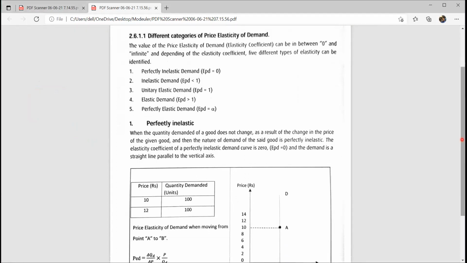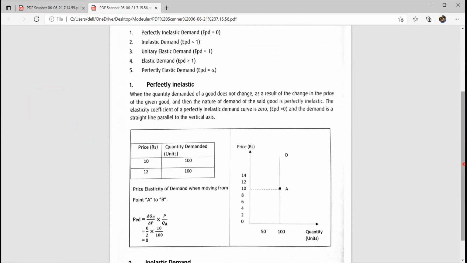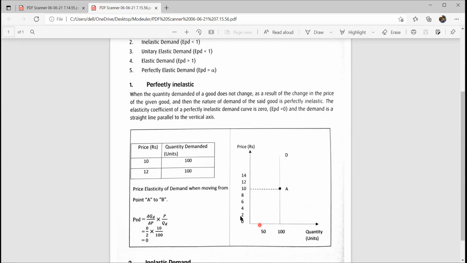Perfectly inelastic means, the percentage change. I told you before, quantity demanded depends upon the price. If the price changes, quantity demanded will also change. Right now, quantity demanded stays the same, even though price increases or decreases. You see, quantity demanded stays the same. This is called perfectly inelastic. You can see the table even as an example. Price changes, quantity stays the same.